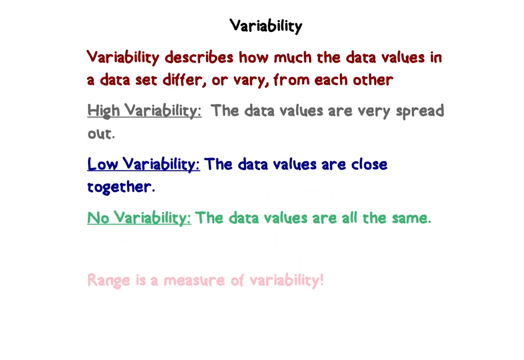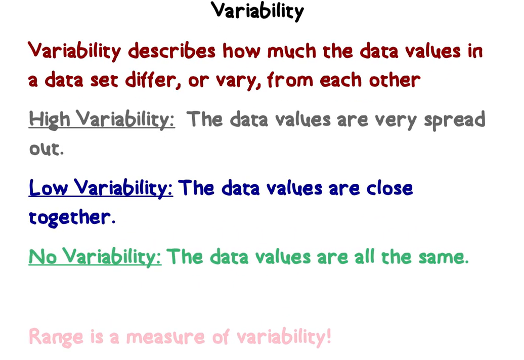Here we go. First thing we're going to talk about is variability. You guys are with me during STAR, so we're going to look more at finding variability then. Variability is a word that describes how much the data values in a data set differ or vary from each other. There are three types of variability. If a statistical question has high variability, the data values are really spread out. If it has low variability, the data values are pretty close together. And if it has no variability, the data values are all the same. We're going to talk about the measure of variability, range, during STAR this week.